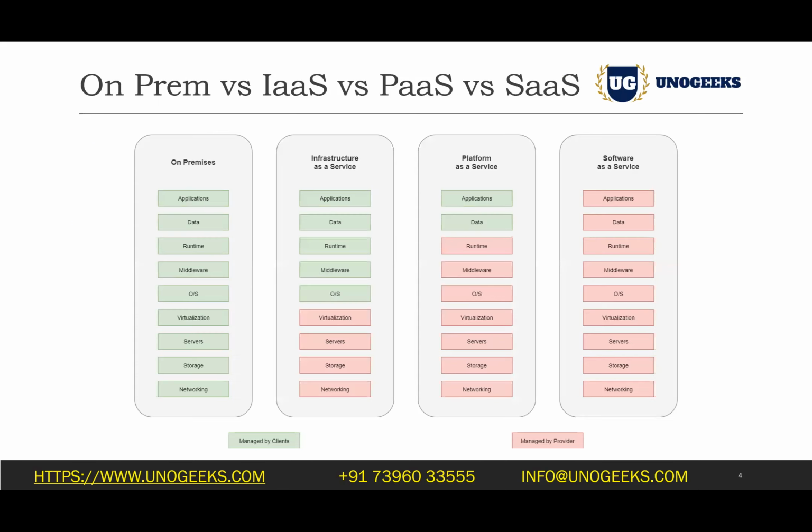I've given a few comparisons between on-premise, infrastructure as a service, platform as a service, and software as a service. When it comes to cloud computing, you have different offerings. It can be infrastructure, platform, or software as a service. Traditionally, the green color ones are the ones which have to be maintained by the clients, and the red color ones are the ones provided by the service providers. When it comes to on premises, you can see everything has to be maintained by you.